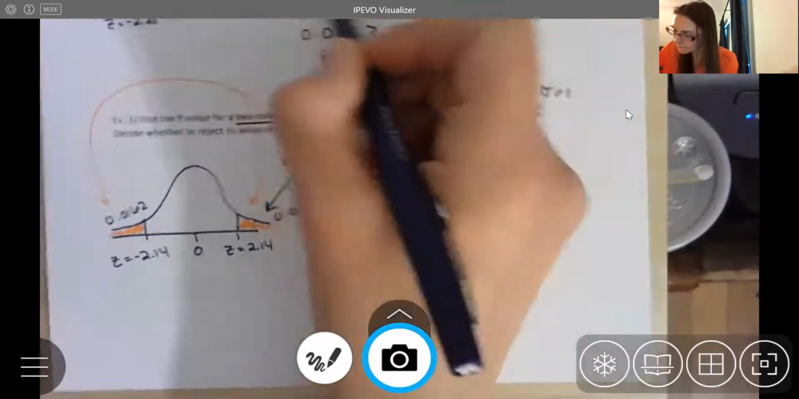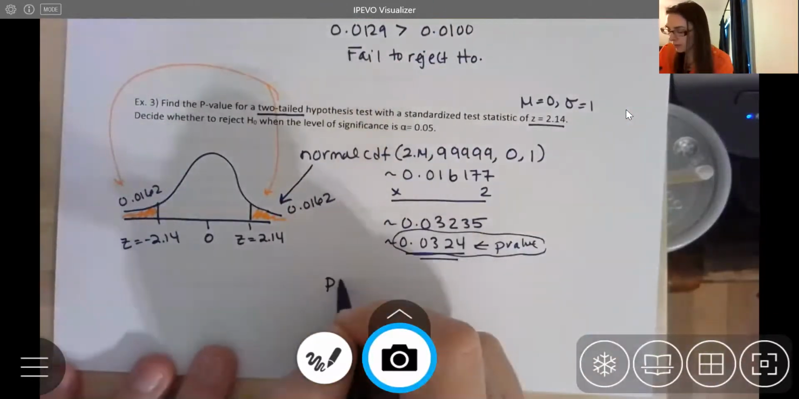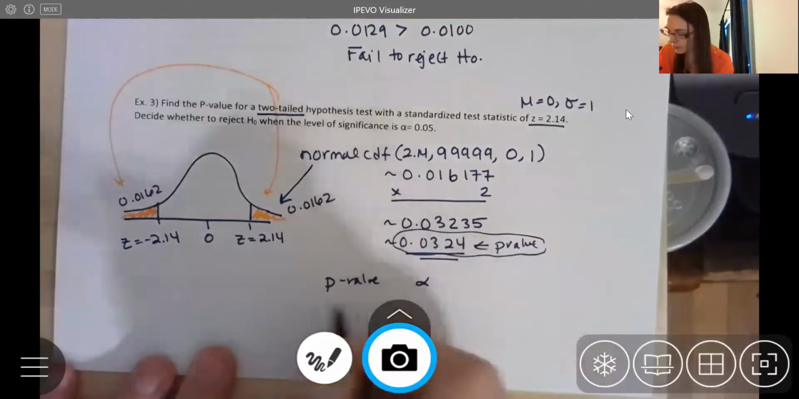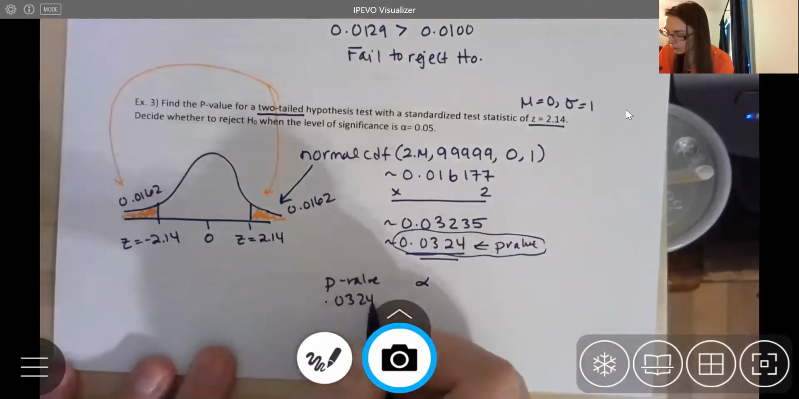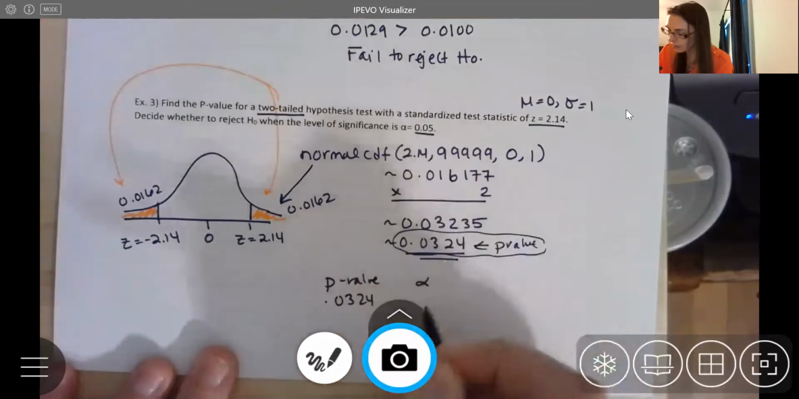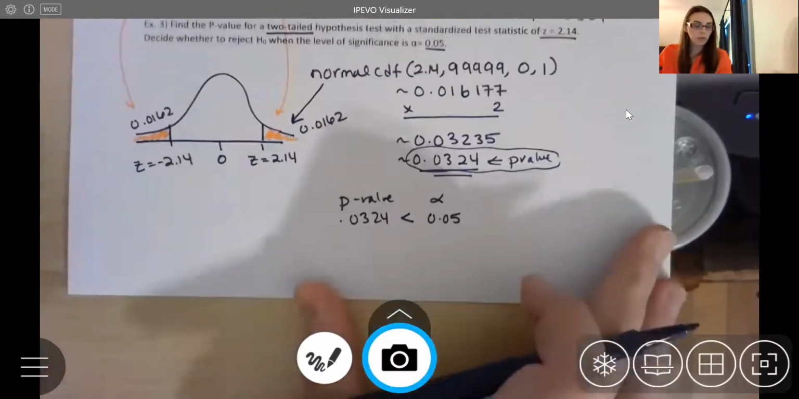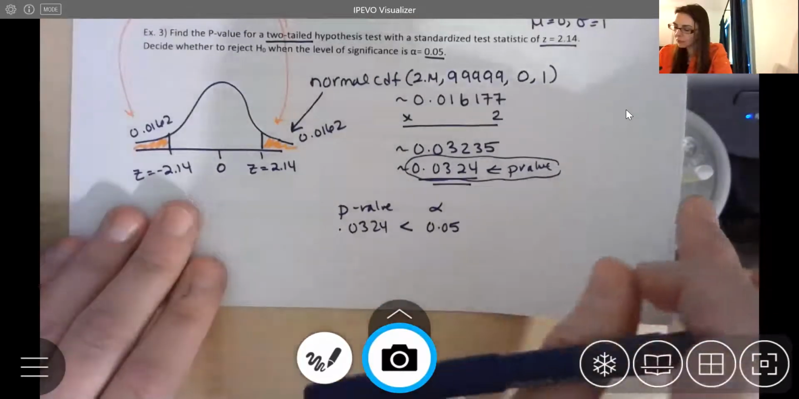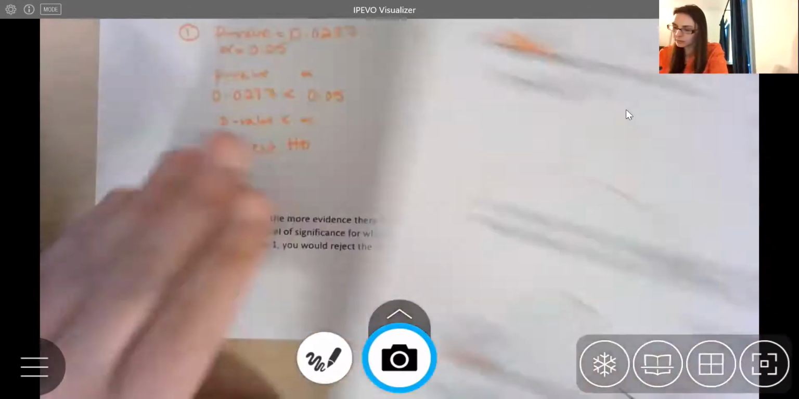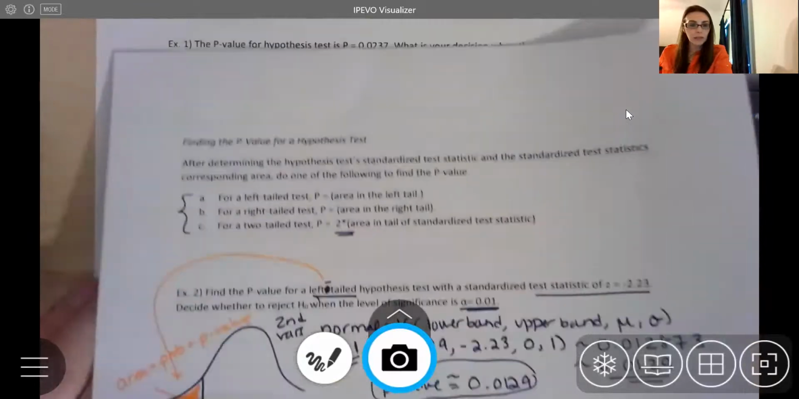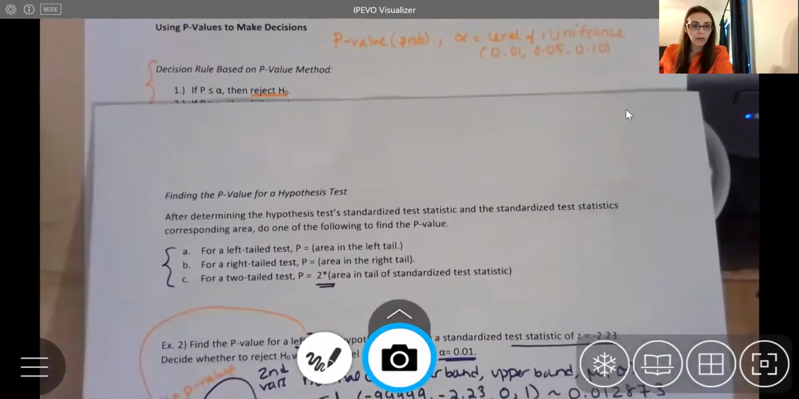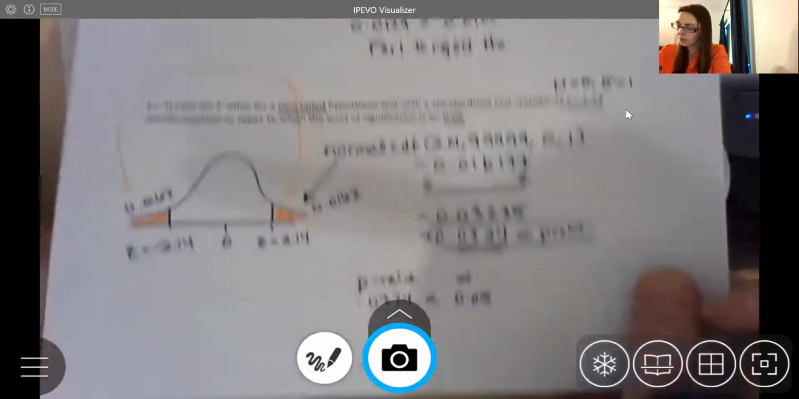Okay. And now I'm comparing our p-value and our alpha. So 0.0324, our alpha here is 0.05. 0.03 is definitely smaller than that. And if you go back to the page before, when the p-value is smaller than alpha, we're going to reject the null.